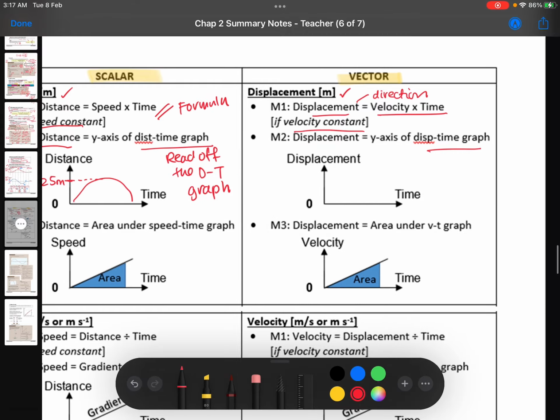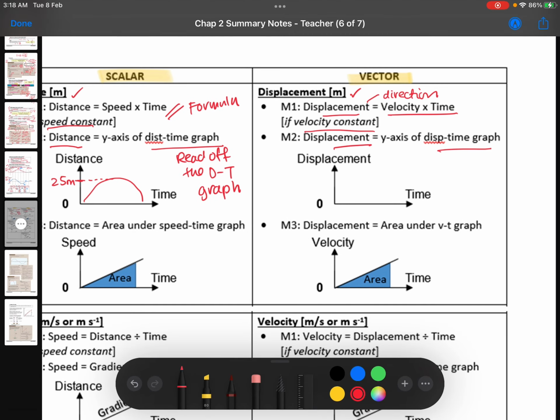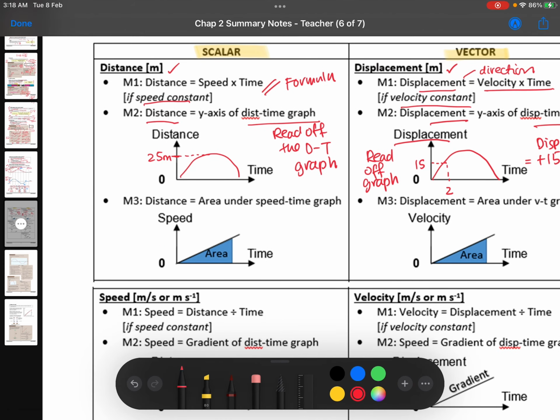Okay, so in a similar context, displacement you can determine by reading off the graph. So for example, they ask you, what is the displacement at 2 seconds? So let's say if this is 2, you take this, and when you read off, then you can say that the displacement is equal to positive 15 meters. Okay, so this is what you do, you read off.